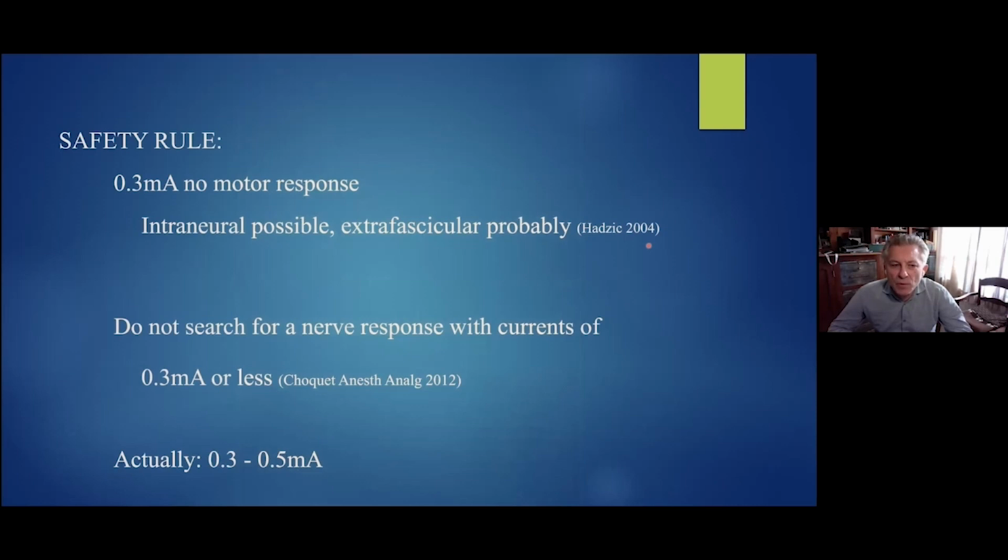So as a safety rule, if we have no motor response at 0.3 milliamps, as I said, we can be intraneurally, but probably extravascular. And Choquet said, do not search for a nerve response with currents of 0.3 milliamps or less. So actually, the rule is to use a current of 0.3 to 0.5. If you have no motor response, you can inject probably safely.